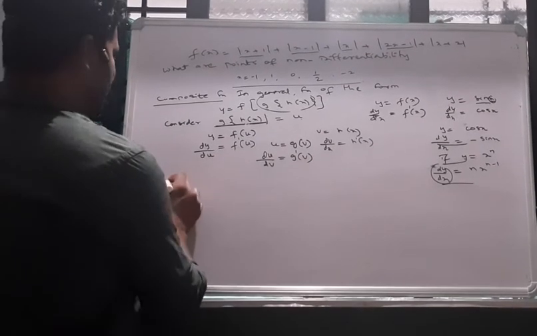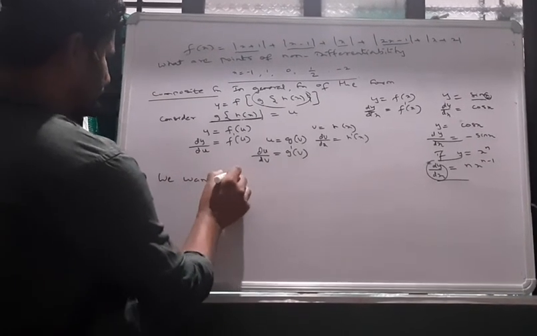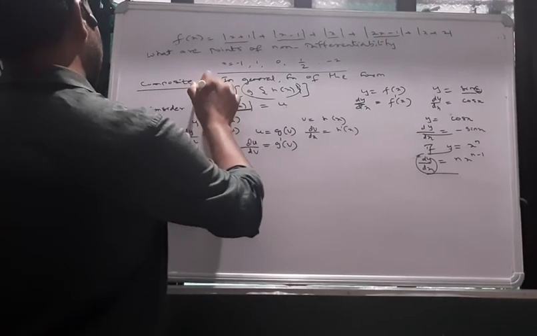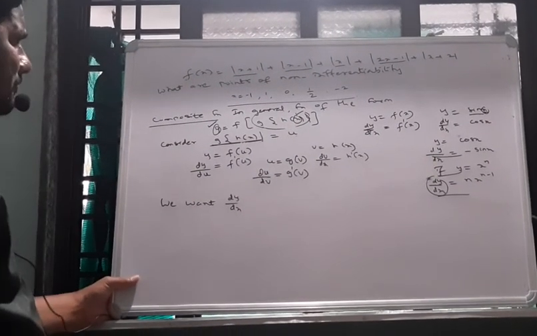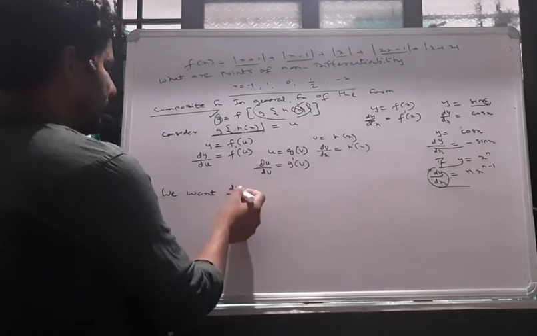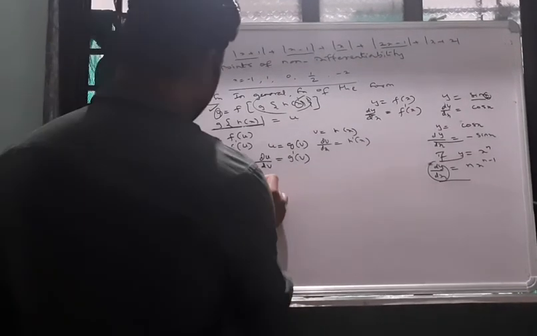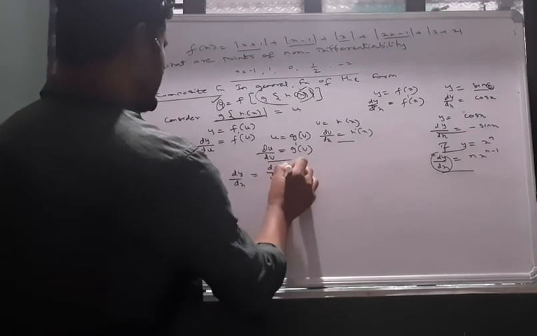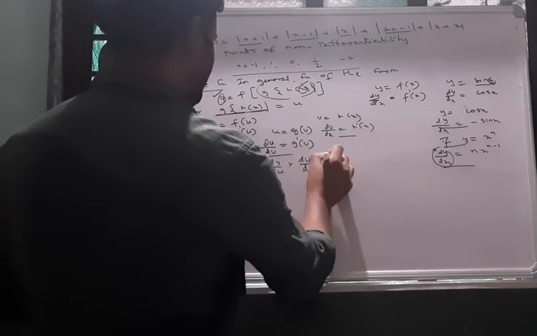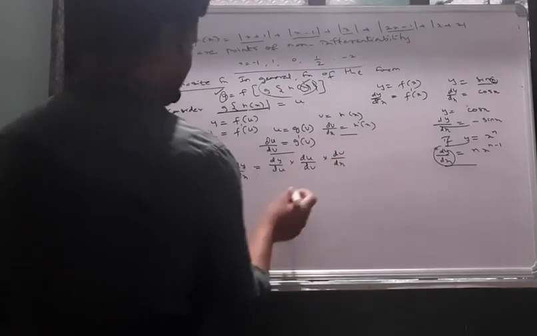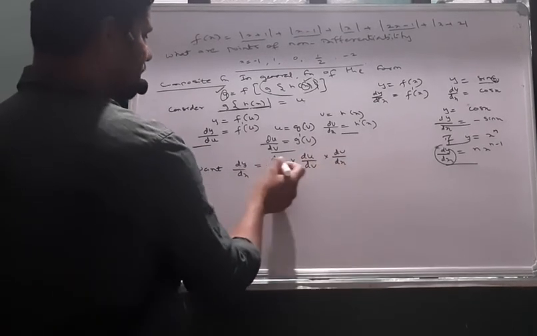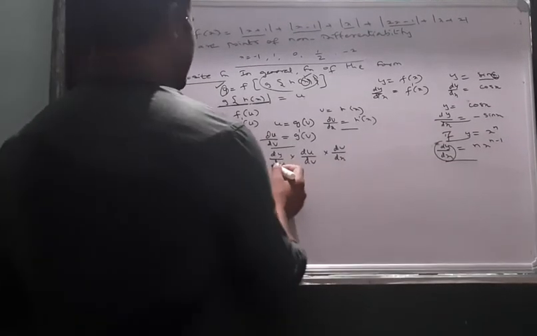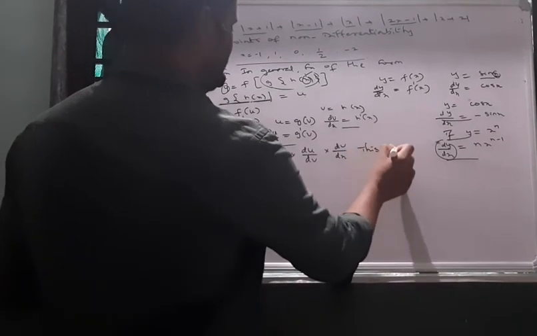Now what we want is dy by dx, because we want the final derivative of y with respect to x, the final independent variable. We want the change in y with respect to x, which means the derivative of y with respect to x. That we get by multiplying all those things: dy by du into du by dv into dv by dx. Here du cancels, dv cancels, so we get dy by dx. This rule is called the chain rule.